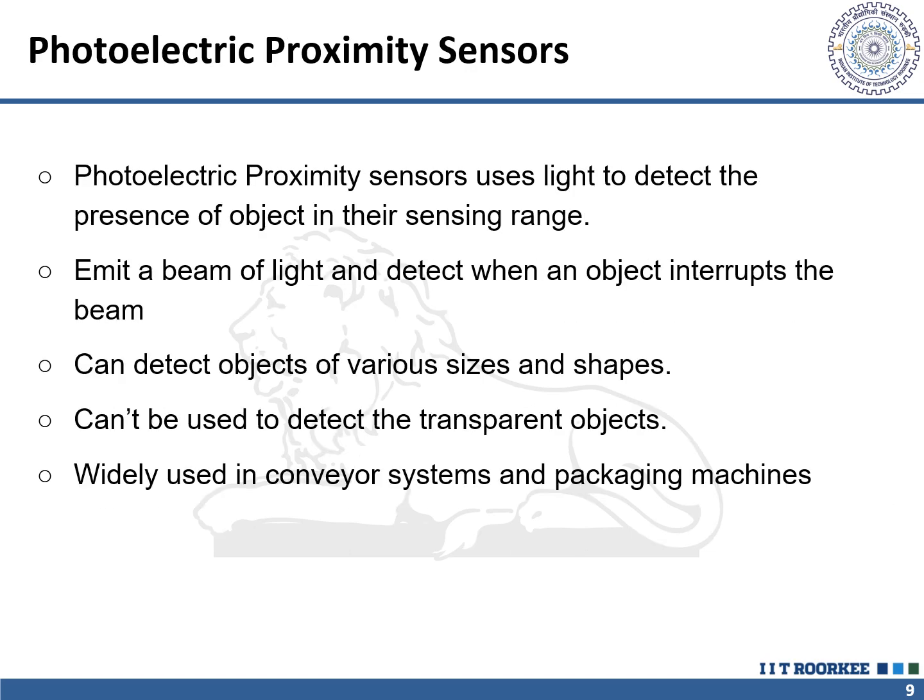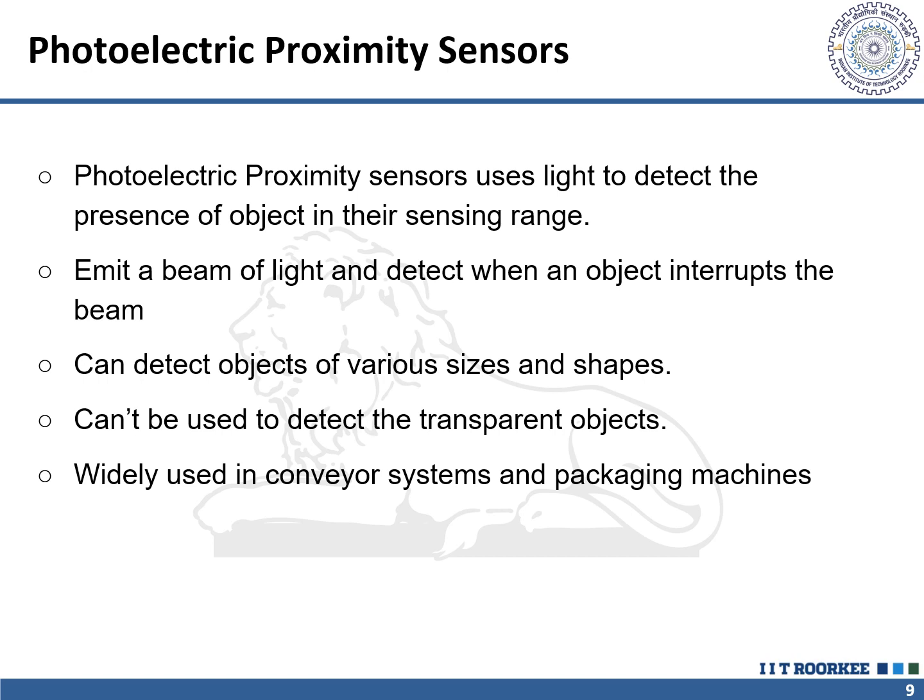The last one is photoelectric proximity sensors. Photoelectric proximity sensors use light to detect the presence of an object in their sensing range. It emits a beam of light and detects when an object interrupts the beam.